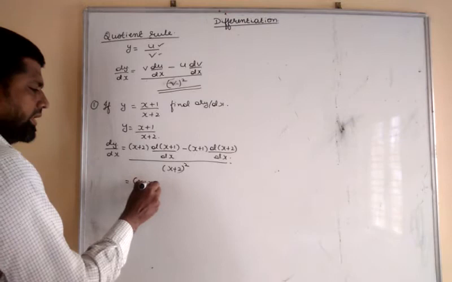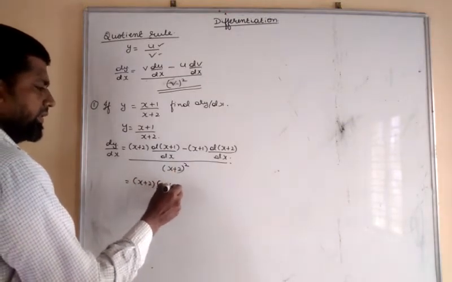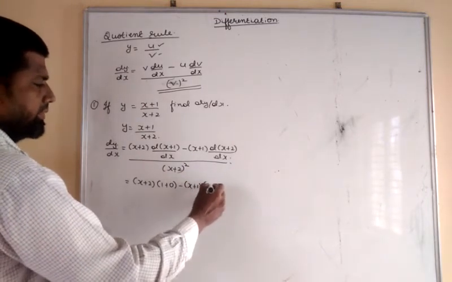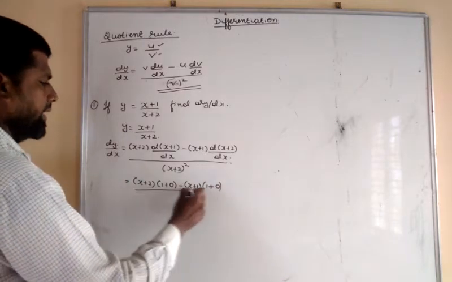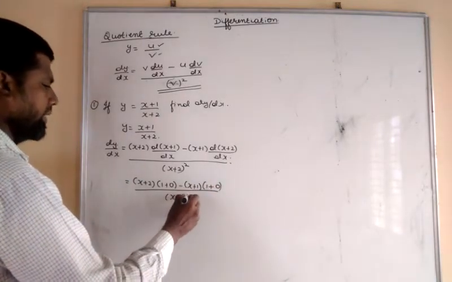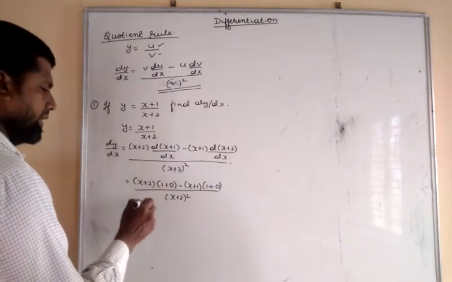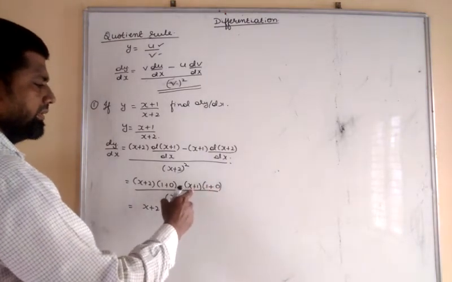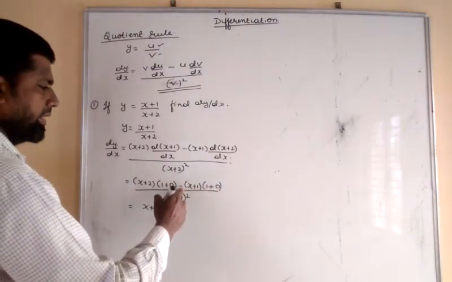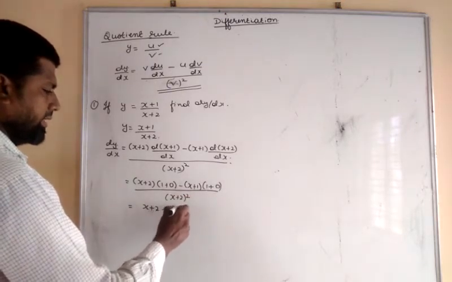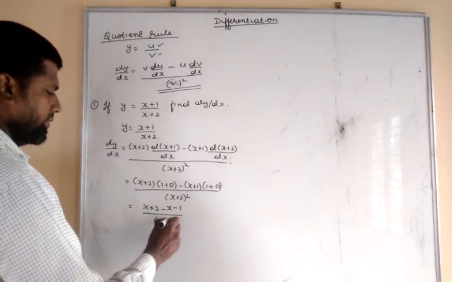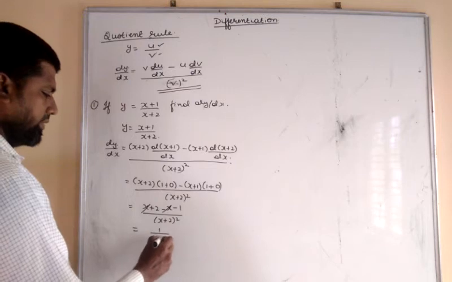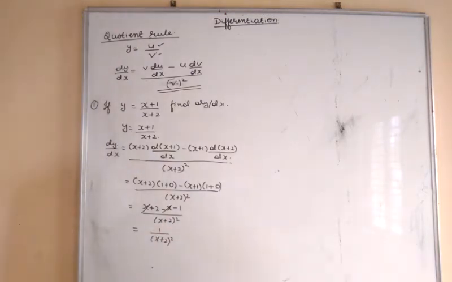So x plus 2 as it is, x differentiation is 1, 1 differentiation is 0, minus x plus 1 as it is, x differentiation is 1, 2 differentiation is 0, by x plus 2 whole square. Again here 1 plus 0 is 1. If you multiply with this, it means x plus 2. Here 1 plus 0 is 1. If you multiply with this, it means x plus 1 only. Remove the bracket and multiply the minus inside: x plus 2 minus x minus 1 by x plus 2 whole square. The x and minus x get cancelled. Here 1 by x plus 2 is the answer. So this is the quotient rule.